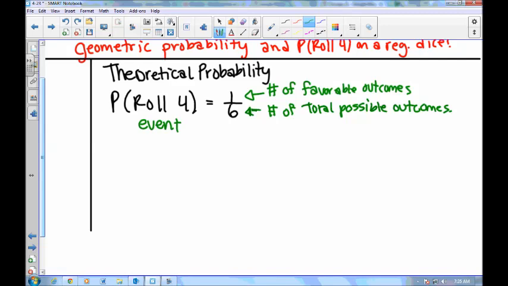Okay. So geometric probability essentially follows the same outline. The numerator is the partial amount. There's only one side on this whole die that has a 4, so that's a partial amount. The denominator is always the total. There are 6 total sides on this die. 1 out of 6. Partial divided by total. If you can remember that, partial divided by total, then geometric probability will be simple for you, because it's the same thing.